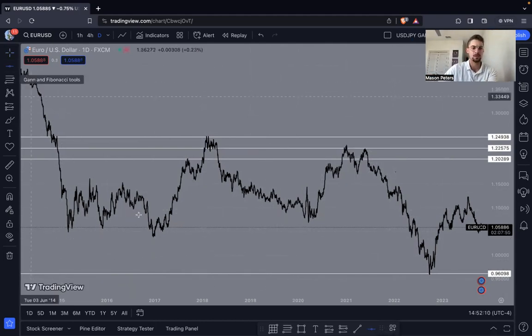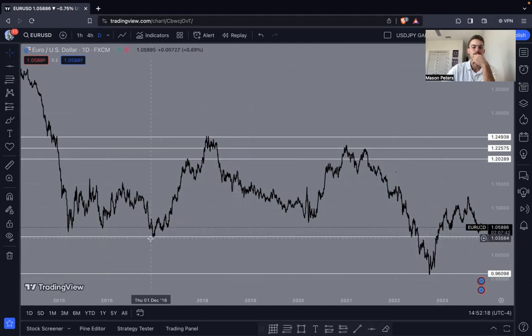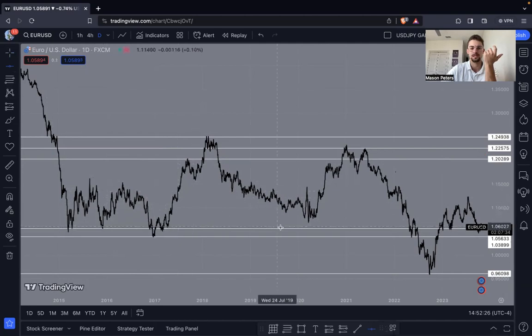Also, actually, we're going to color code them as well. So these are your resistances, and then we're going to color code the supports. This right here, support at $1.03. Really good support. Here's another support here. This is a very pointy area on the line chart. That is going to be considered a support. Right here is a major support level.